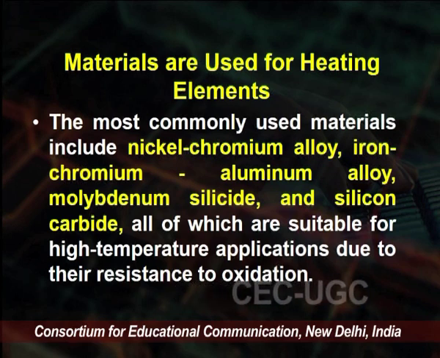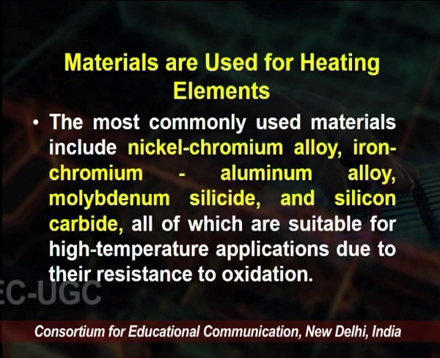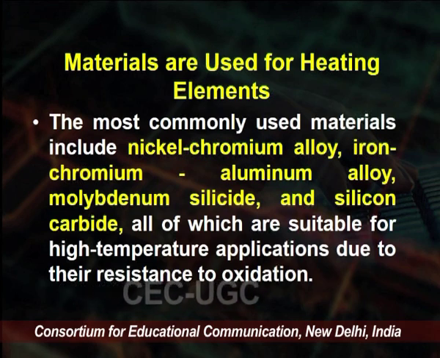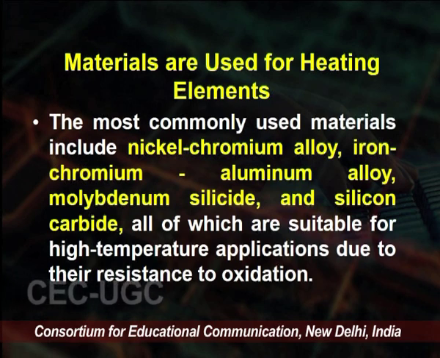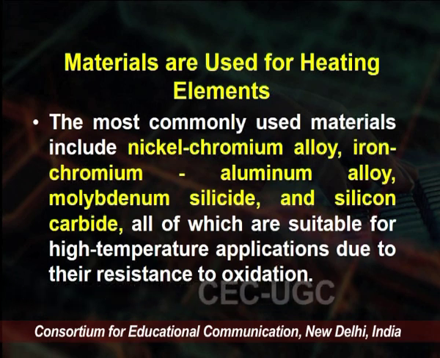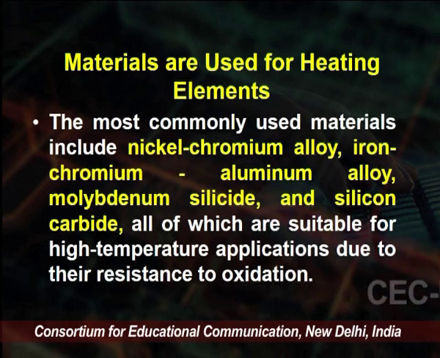What material do we use in the heating element? So we discuss the materials used for heating elements. The most commonly used materials include nickel-chromium alloy, iron-chromium-aluminum alloy, molybdenum silicide and silicon carbide, all of which are suitable for high temperature applications due to their resistance to oxidation. So these materials are used as heating elements in heaters.